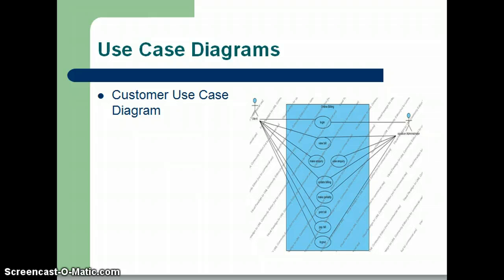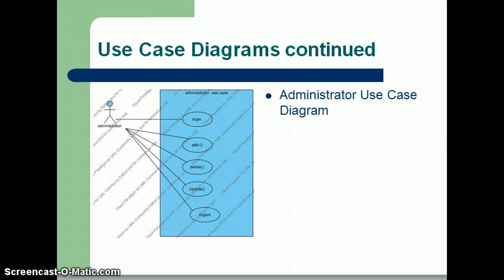Use case. It's a list of steps typically defining interaction between a role. For example, customer use case: customer logs in, updates the billing information, saves the billing information, prints the billing information, and finally logs out. Administrator use case: perform the login and the actions: delete, update, and edit. Finally log out.